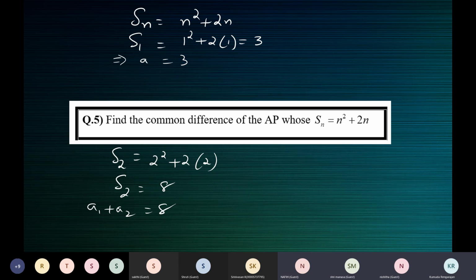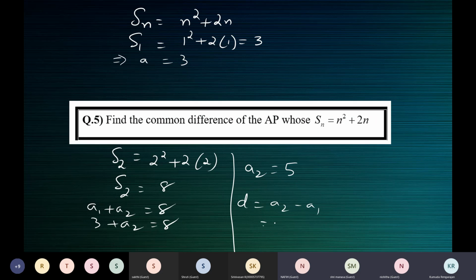But what is A1? A1 is 3. So 3 plus A2 is equal to 8. So A2 is equal to 8 minus 3, 5. Now the common difference is A2 minus A1. A2 is 5, minus A1 is 3. So the common difference is 2.